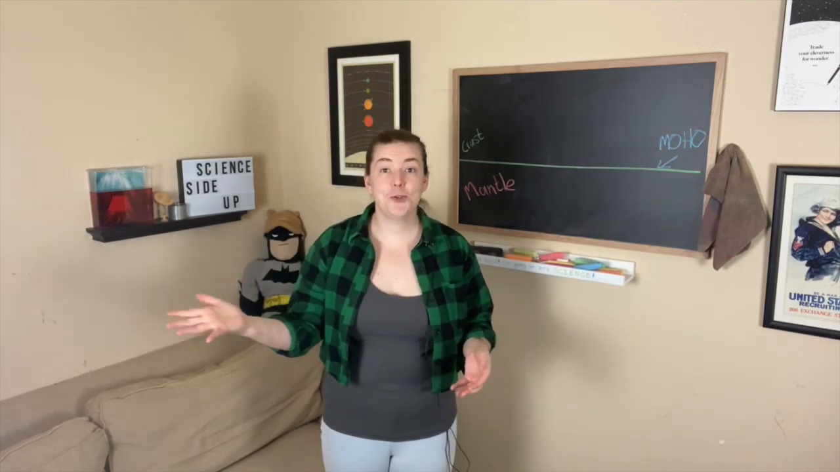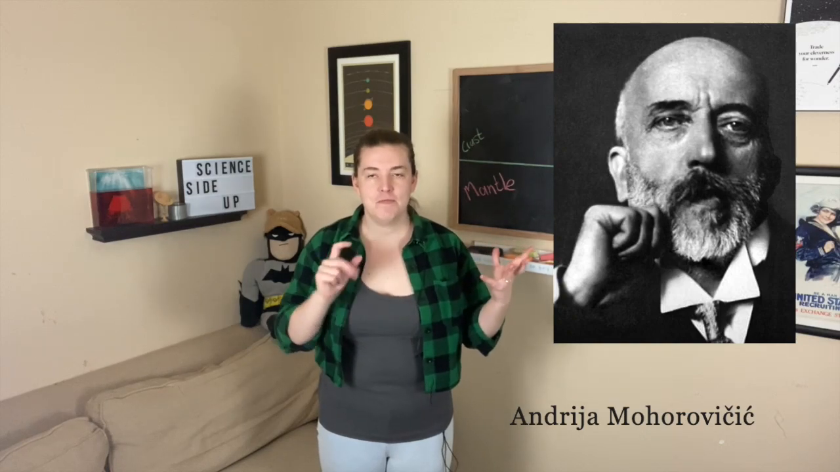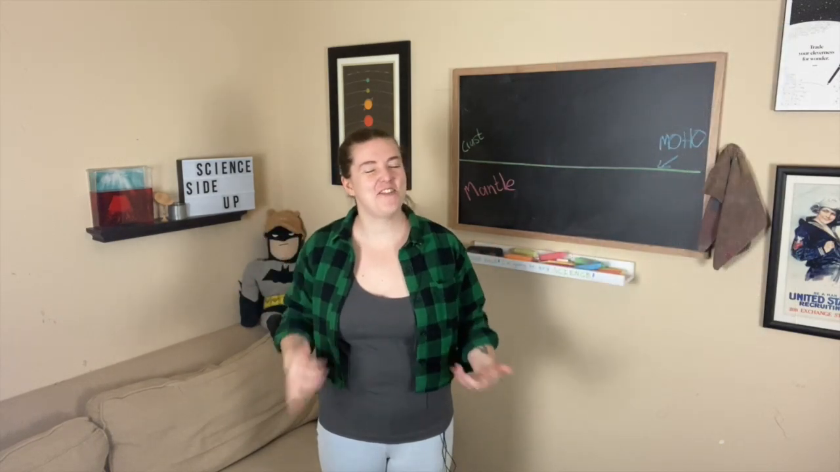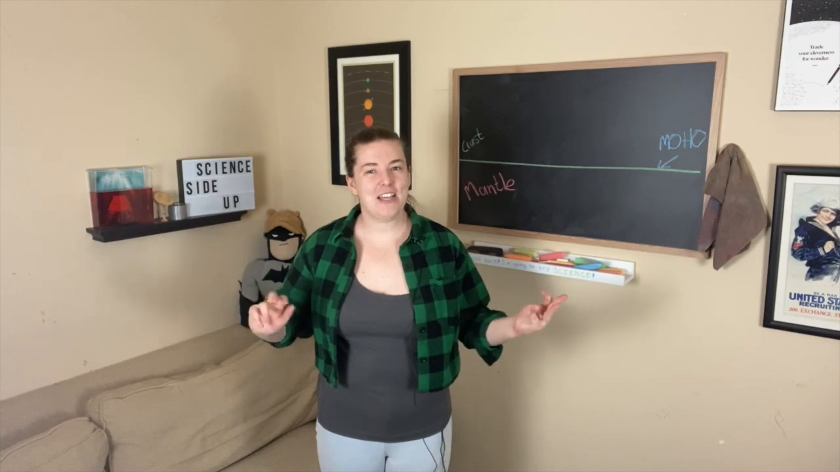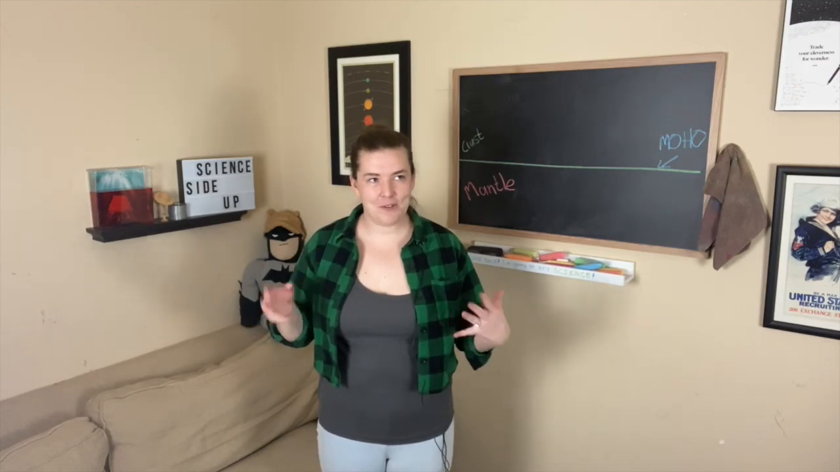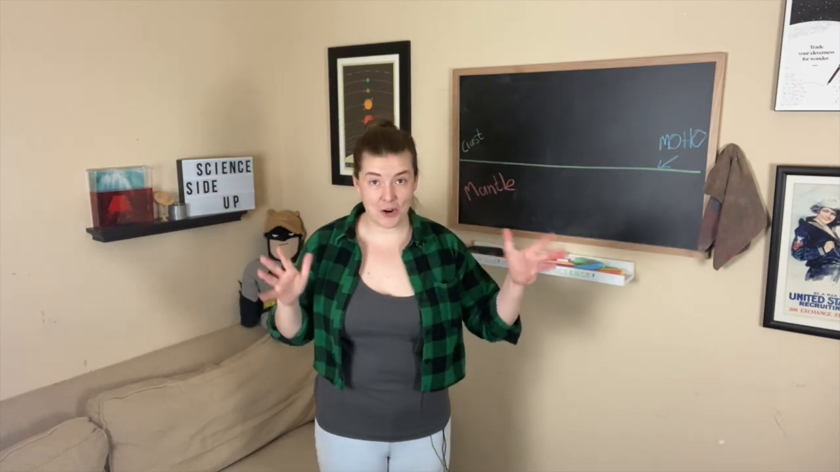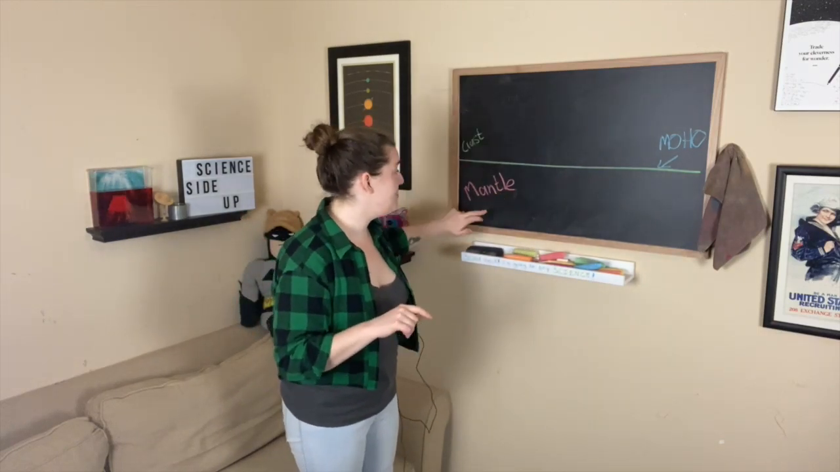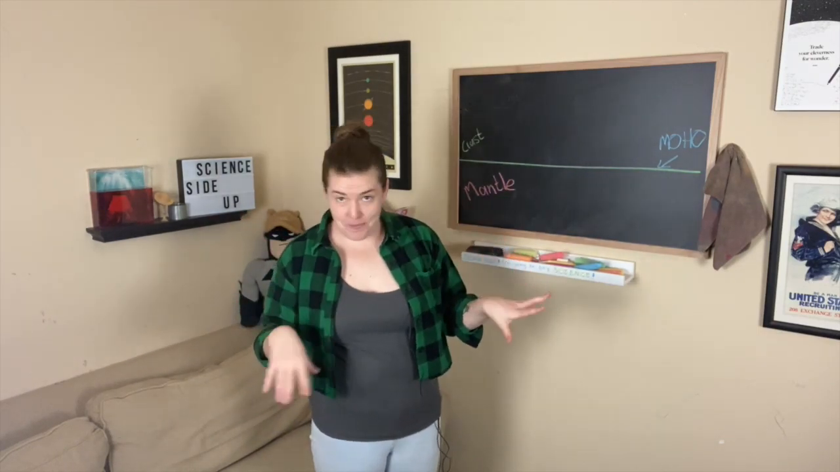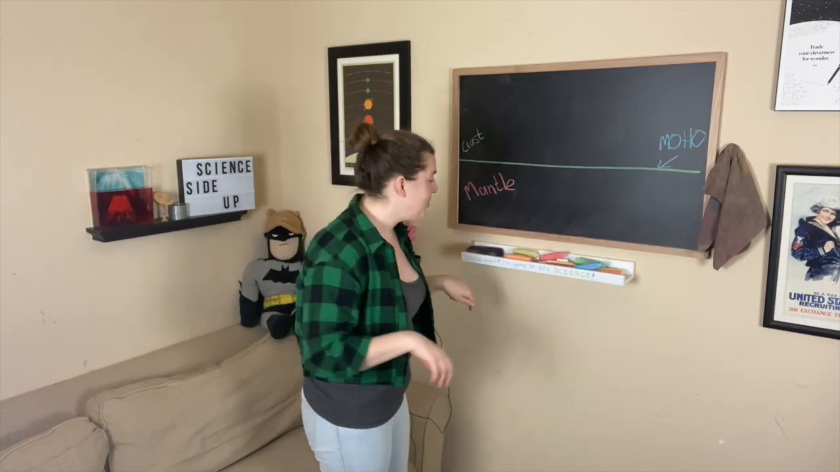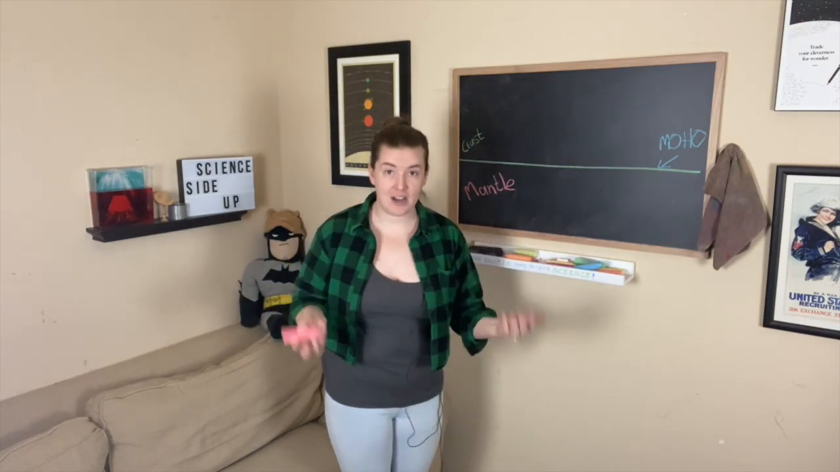It's named after who discovered it, a Croatian seismologist whose last name was Mohorovičić, or however you're supposed to pronounce that. But geologists generally abbreviate it as just the moho. So we've got the crust, the mantle, and the moho. Every once in a while in the mantle, you'll have something called a hotspot.